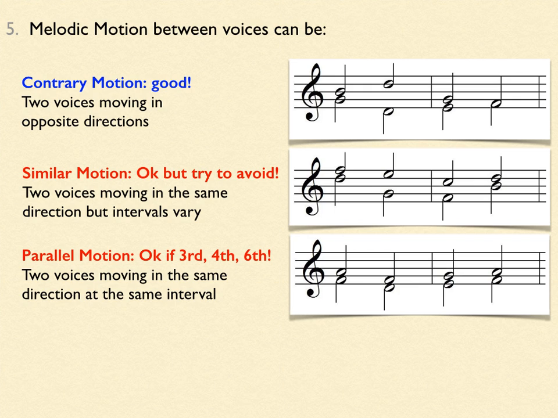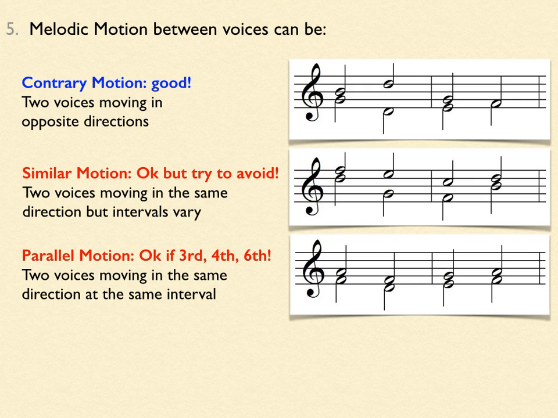Parallel motion is okay if it's a third, fourth, or sixth. You can see here that the voices are moving in thirds. It may be okay for fourths and sixths as well. It will depend on context, basically. Parallel motion is when two voices move in the same direction at the same interval. You never ever do that for fifths or octaves. That's what we call consecutive or parallel fifths and octaves. Again, I'll go into this later. There's another slide for consecutive fifths and octaves.